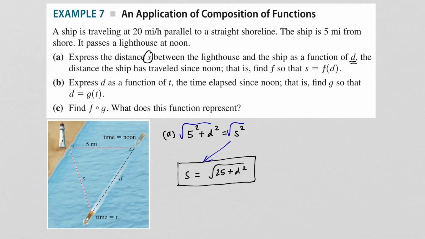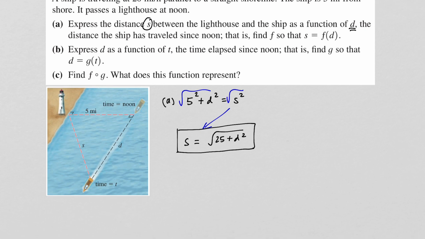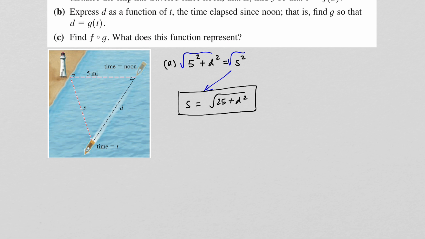Now for part B, we want to express d as a function of t. So the distance that the ship travels as a function of time. Let's keep in mind that the ship is traveling at 20 miles per hour. So the distance that it's going to travel is simply going to be 20 miles per hour multiplied by the number of hours. And t is going to be the number of hours that it's been traveling. So we know that d must be equal to 20 times t. And this is just because distance is equal to rate times time.